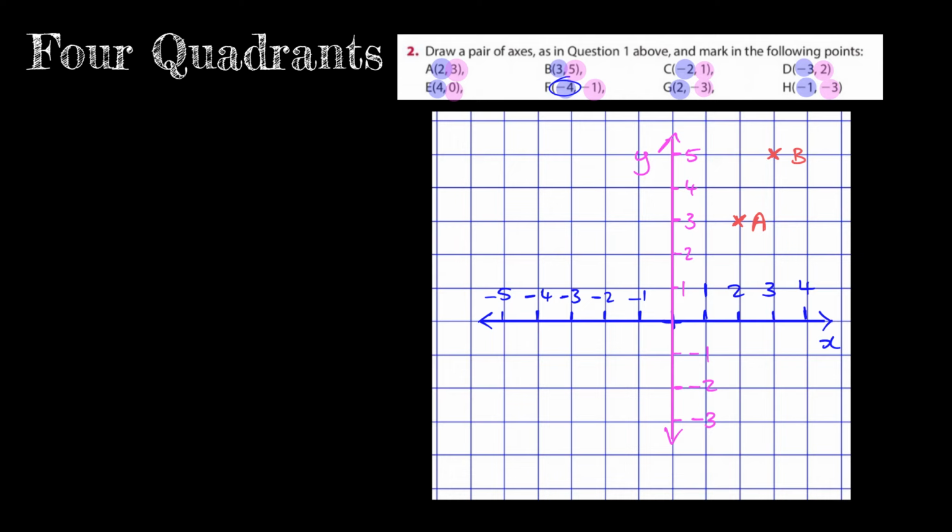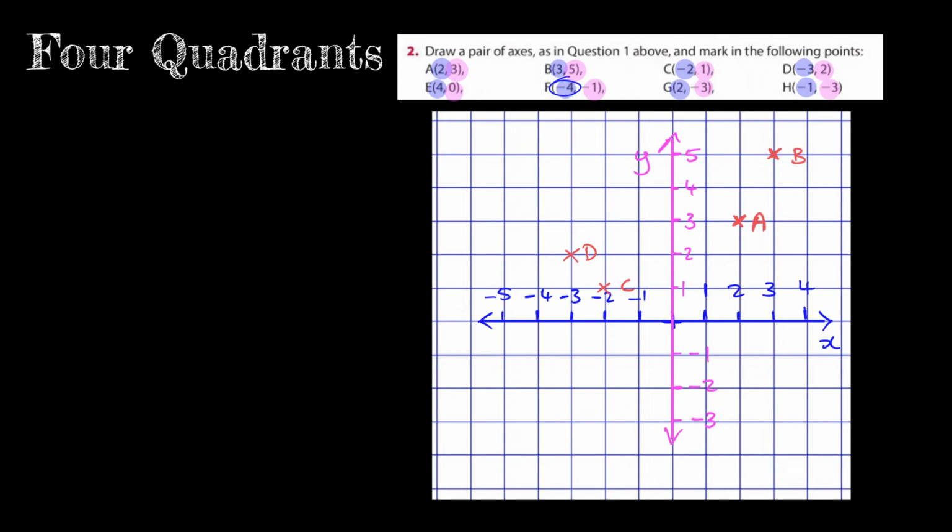Okay, so we'll quickly fill in the rest of them. We've got A and B filled in. Now we're going to fill in C, which is minus 2, 1. So go to negative 2 and go to positive 1. That would be here. That's C. Then go to negative 3 and go to positive 2. That would be here, so that would be D.